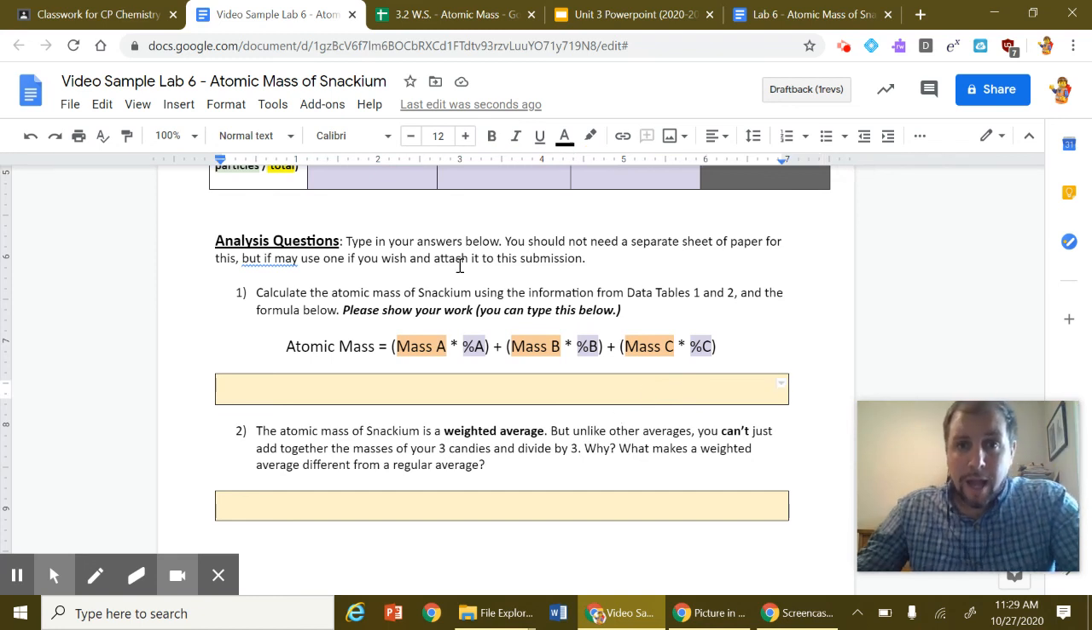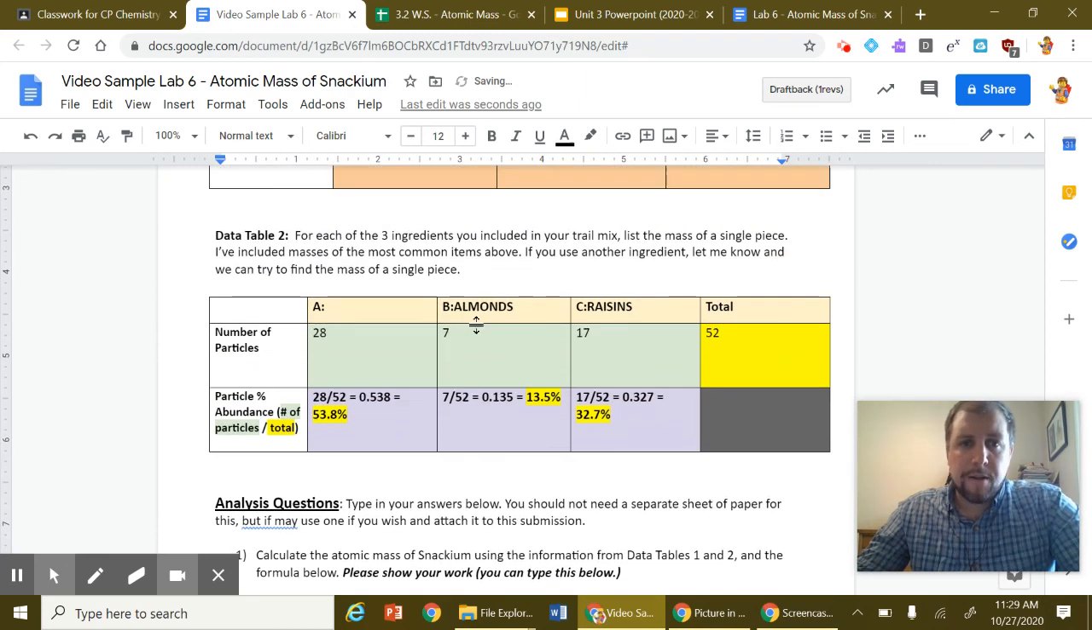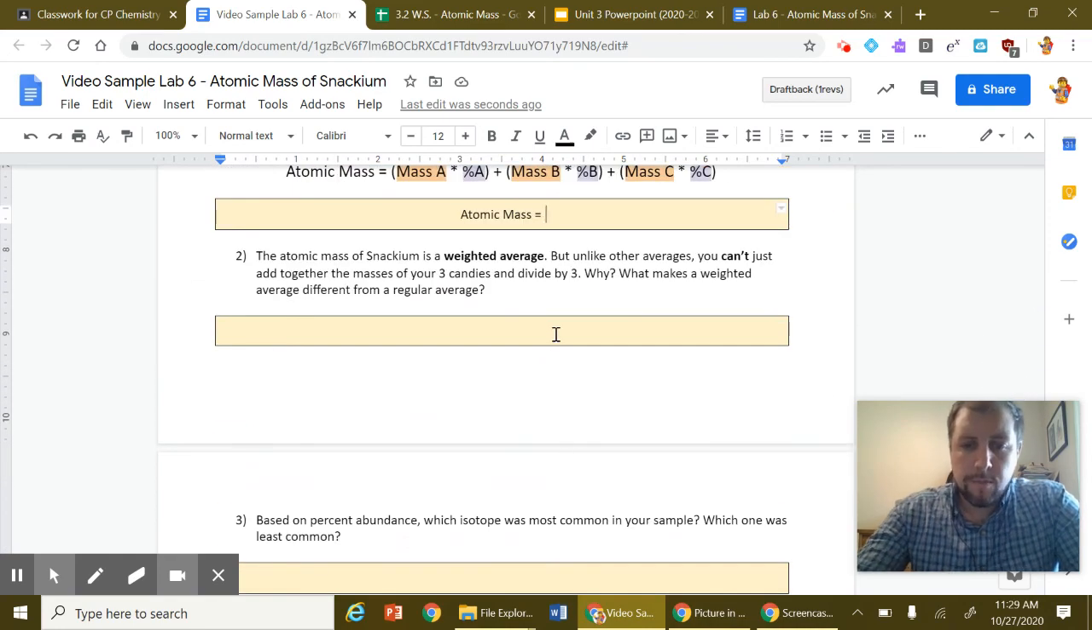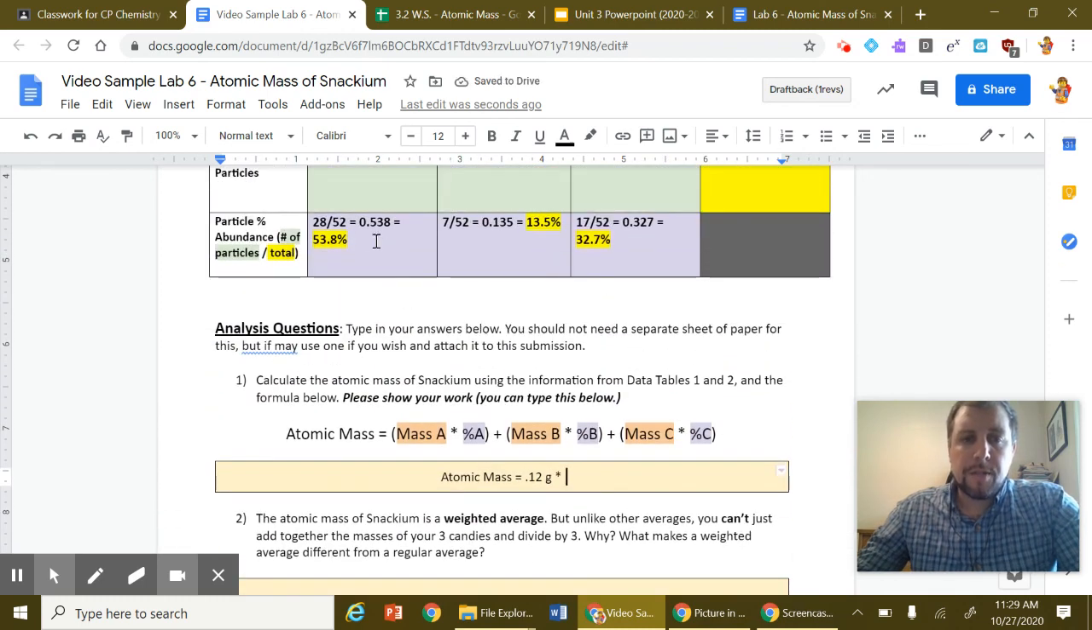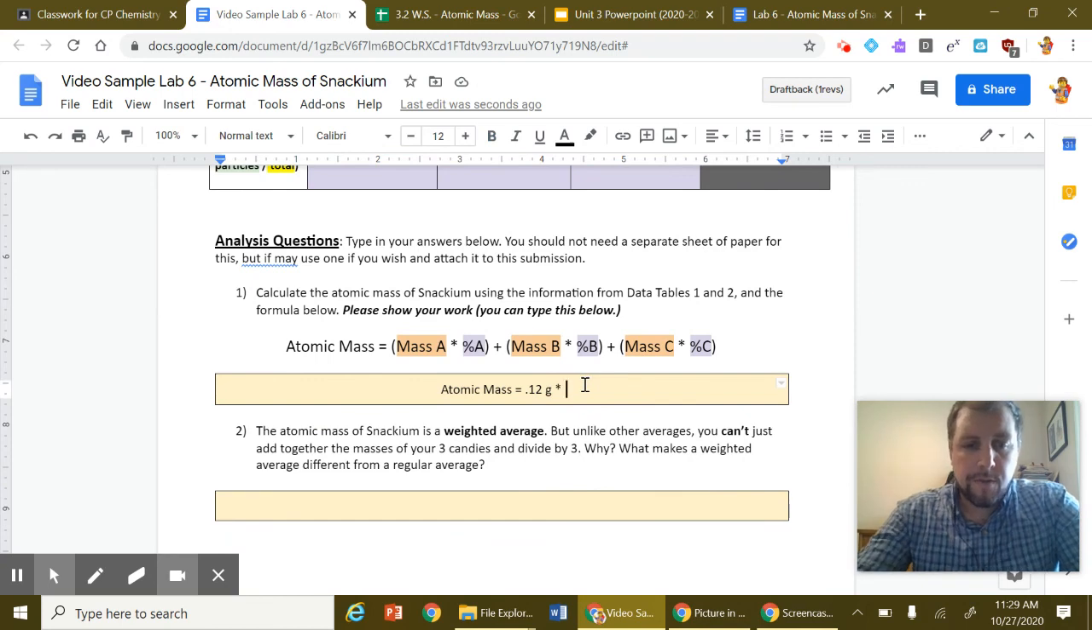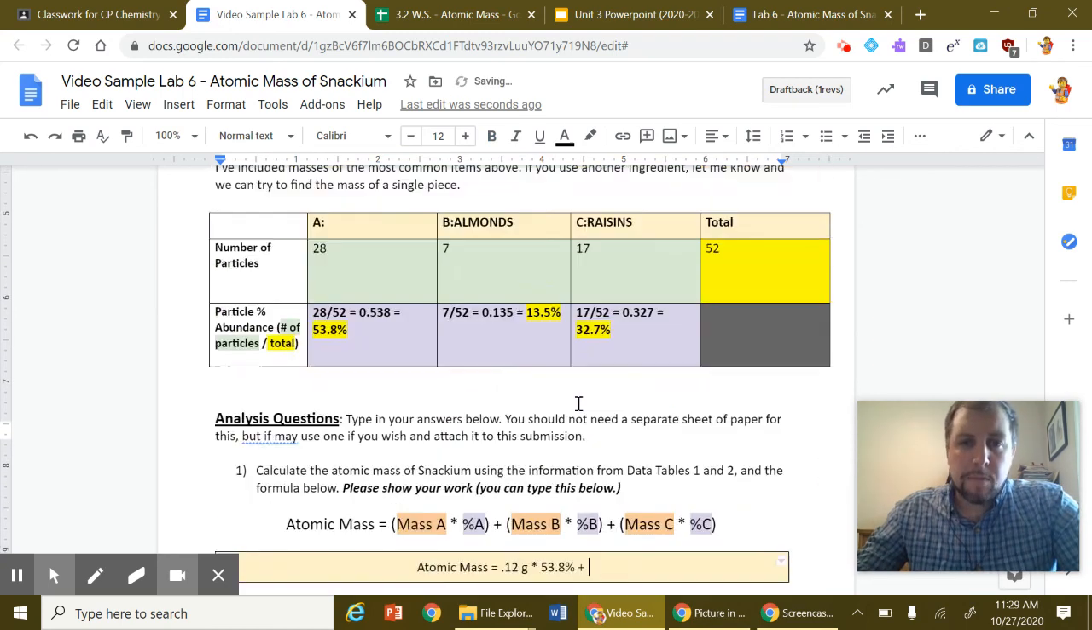So here we go. I don't even need to do this on a separate sheet. This can just be done typed up, okay? So atomic mass equals, let's see, the mass of the first item is 0.12 grams, times the percentage of the first item, which is 53.8%. Plus the mass of the second item times its percent.